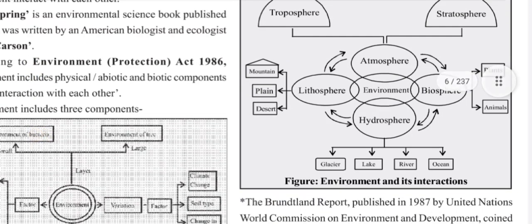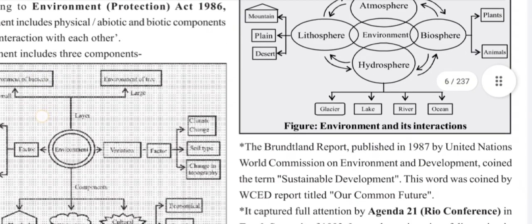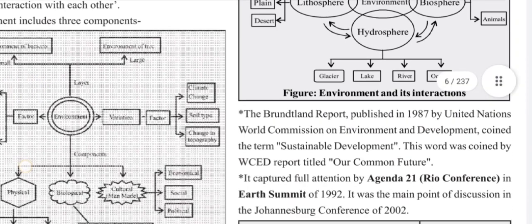Here you can see the picture, environment and its interaction. First, there is an environment. Here there are four components: atmosphere, biosphere, hydrosphere, and lithosphere. All the components are correlated and interrelated. The lithosphere has mountains, plains, desert. The atmosphere has troposphere, stratosphere. The biosphere has plants, animals, and the hydrosphere has glaciers, lakes, rivers, and oceans.